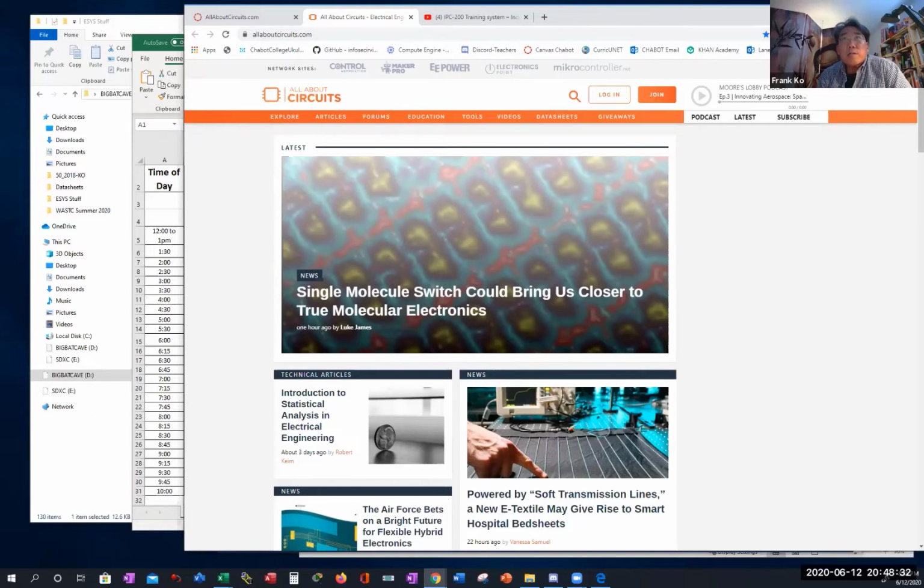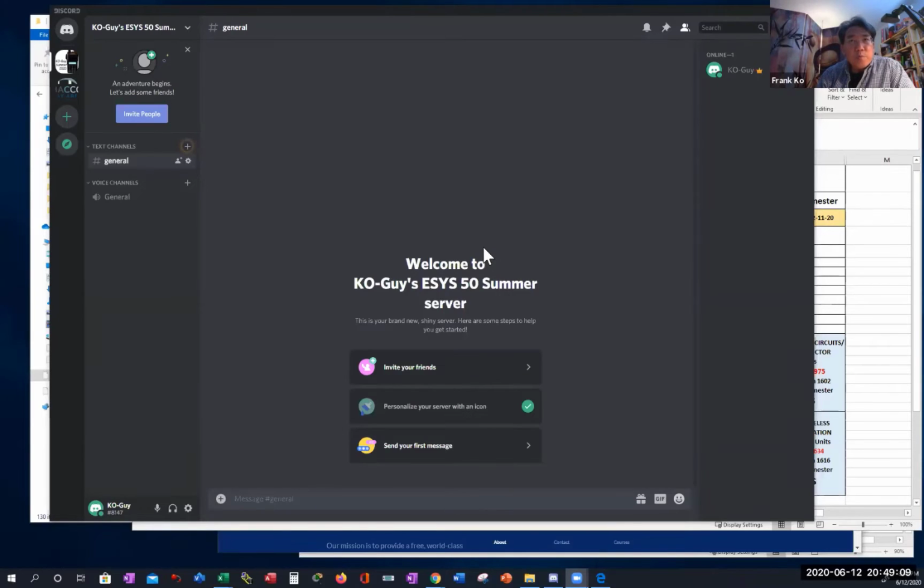Okay, so the last thing we'll do this evening is Discord. So let me show you Discord. Let me move it. Okay, so Discord, and I will type the link in our chat. So let me go ahead and share this with you. Share here and here. Okay. Can you see a rather dark screen that says, welcome to Kogai's ESYS 50 summer server? Raise your hands if you can.